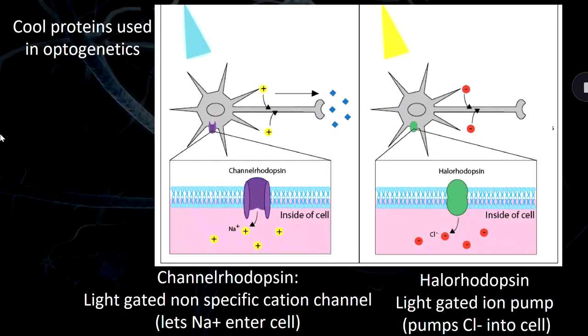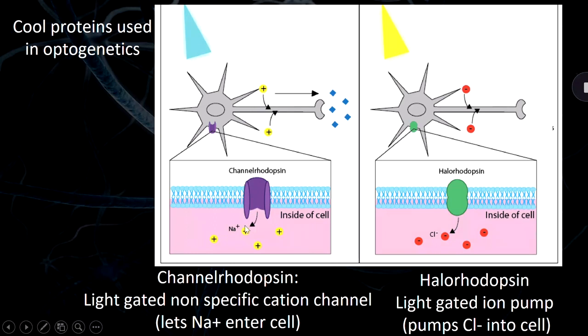Before we talk about optogenetics, let's talk about some cool proteins. Without these proteins, optogenetics wouldn't even exist. What are they? The first one is channelrhodopsin. The other one is halorhodopsin. Channelrhodopsin is a light-gated, non-specific cation channel. What does cation mean? That means positively charged ions. So these channels will allow Na to enter the cell if they are open. If they are light-gated channelrhodopsins, they will open with light. That's what light-gated means.